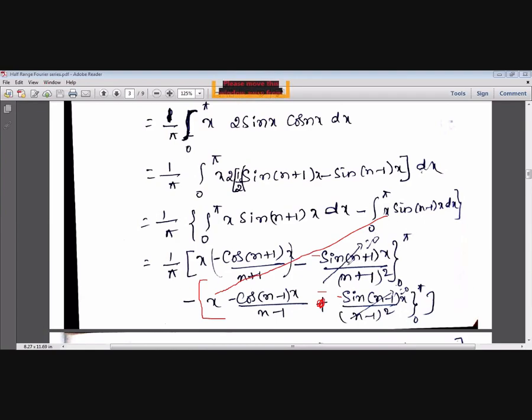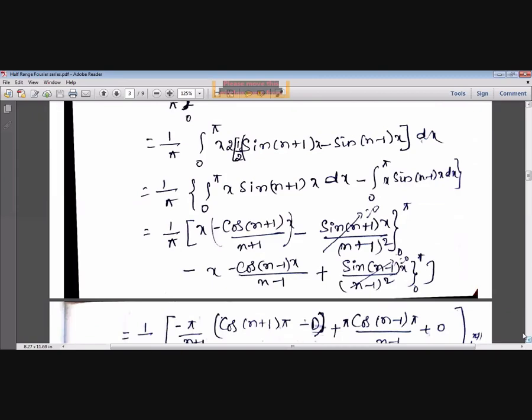Now we'll substitute the limit. If you substitute the limit, sin(n plus 1)pi is 0. Sine 0 is also 0. So this completely will become 0. Again, wherever a sine term is there, between 0 to pi, it will be 0. No need to substitute. Only for this term and this term, we need to substitute 0 to pi. Now understood?